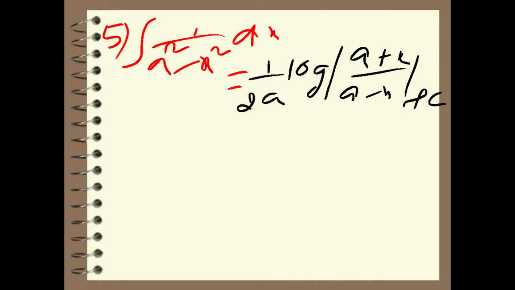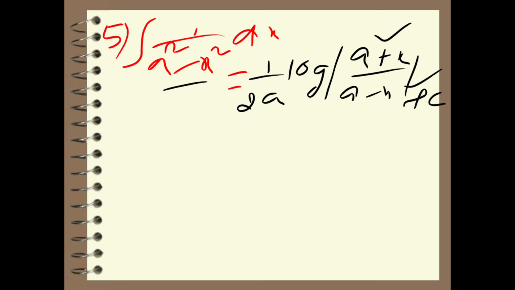1 by a square minus x square is there in the denominator. It is not in the root form. So 1 by 2a log a plus x in the numerator. Remember, a minus x in the denominator. If root is not there for a square minus x square, then 1 by 2a log. If your root is there in the denominator, sine inverse. Please observe the difference. Now we do one problem on this.